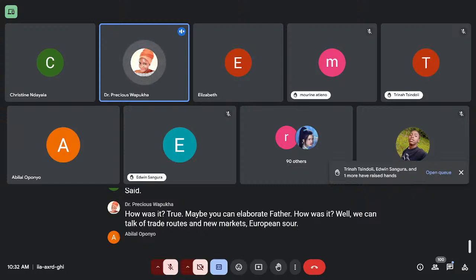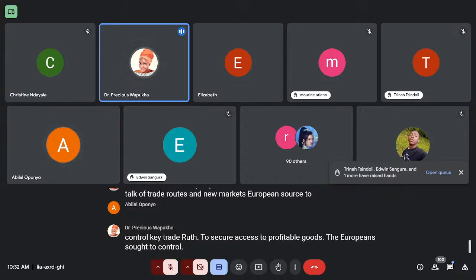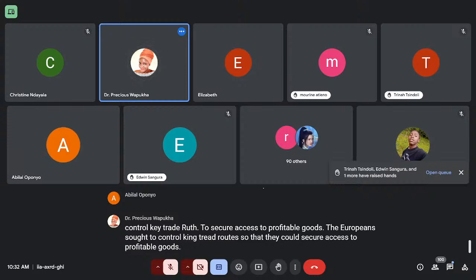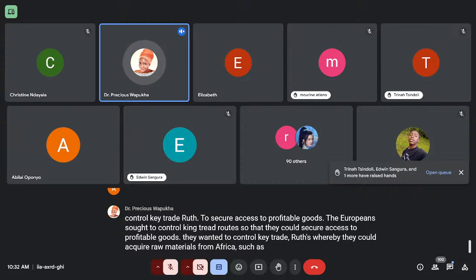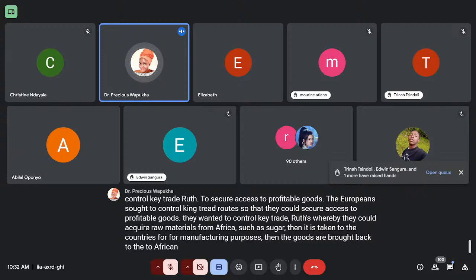Europeans sought to control key trade routes so that they could secure access to profitable goods, whereby they could acquire raw materials from Africa, such as sugar, which is then taken to their countries for manufacturing purposes. Then the goods are brought back to the African continent.